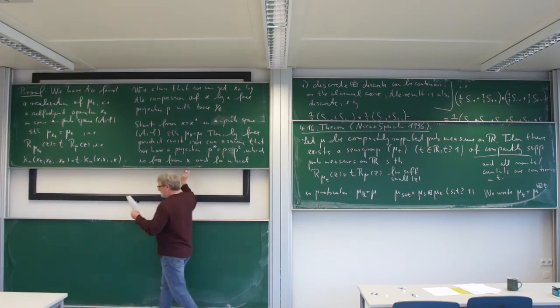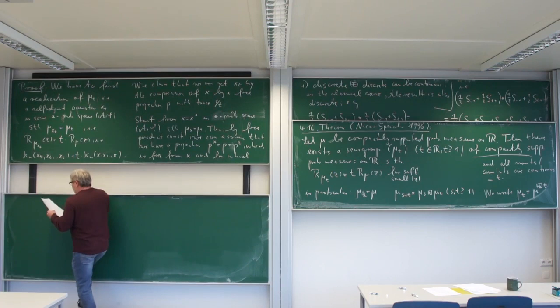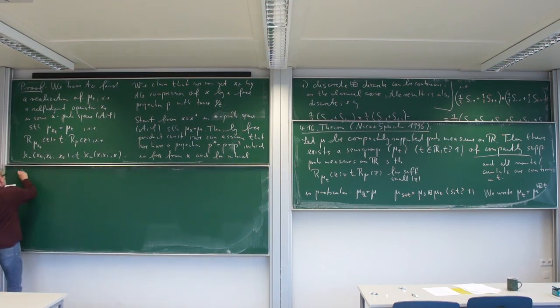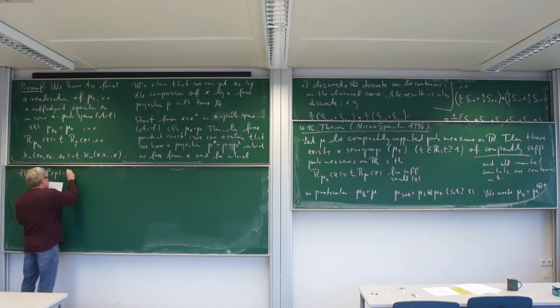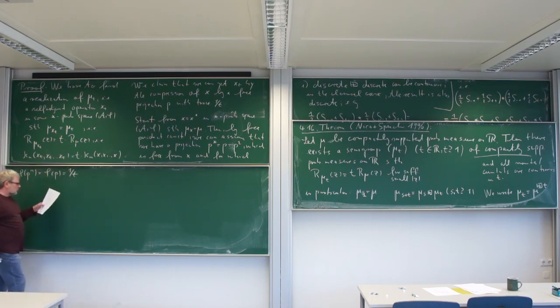And for which I have the moments phi of P to the n. All moments are the same, because I have a projection, so it's the same as phi of P, and this I can prescribe as 1 over T.